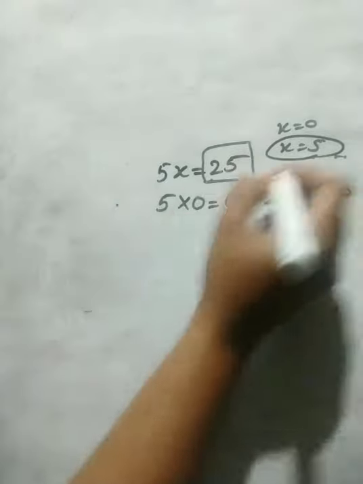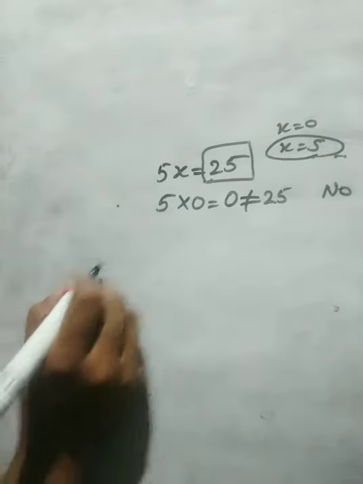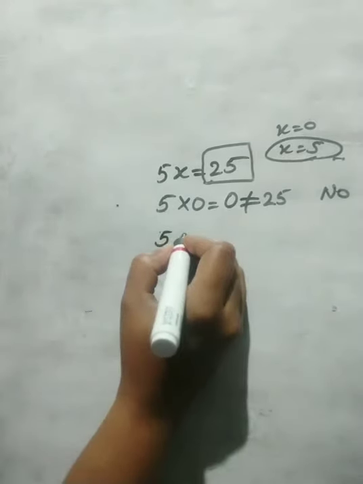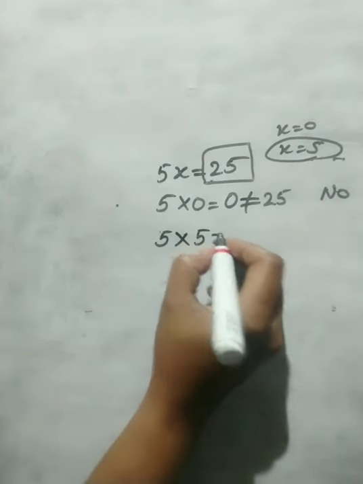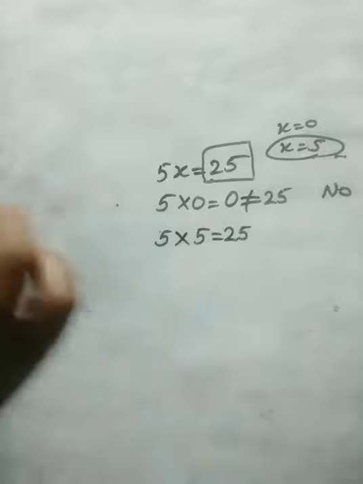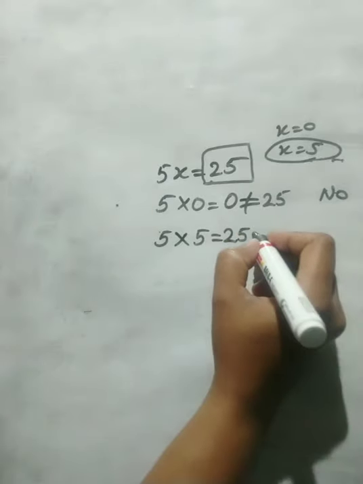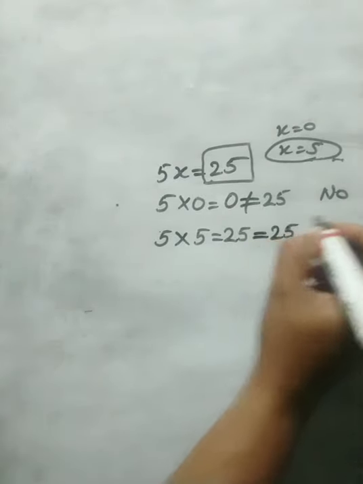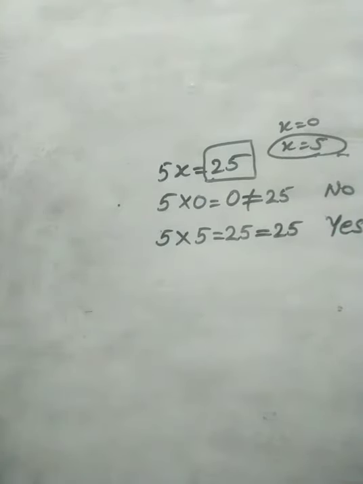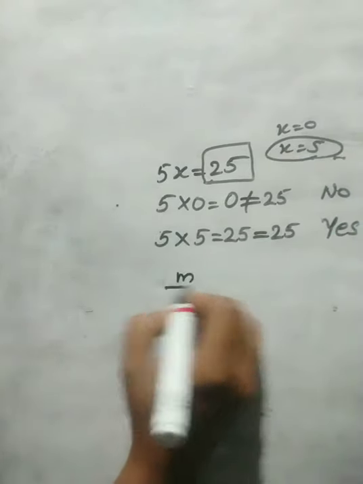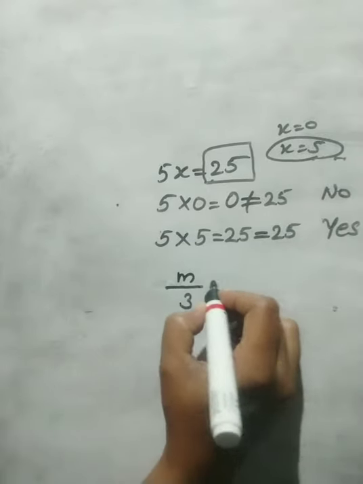Next, the value is 5. So we can apply that in this given equation. That is 5x. Instead of x, we have to put 5. So 5 times 5 is equal to 25. We got it here. 25 is equal to 25 itself. So this value is satisfying. Clear?